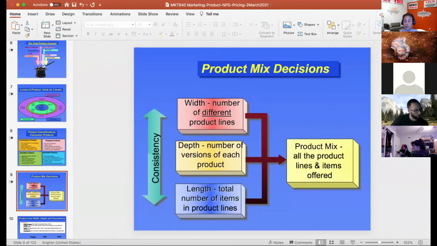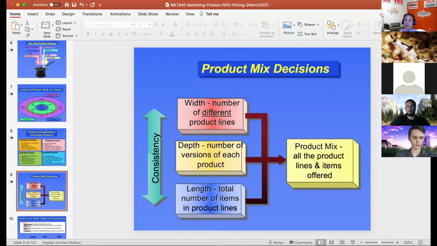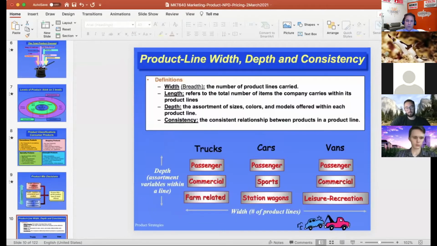But if you were to create more than one type of jam, so now you have strawberry and raspberry, and then you add another one, apricot, and then you add another one, peach, you're actually increasing the depth of the product line. So the width is adding another category, versus the depth is adding another variation within an existing category. And the length is actually counting all of these products. So this was an example.